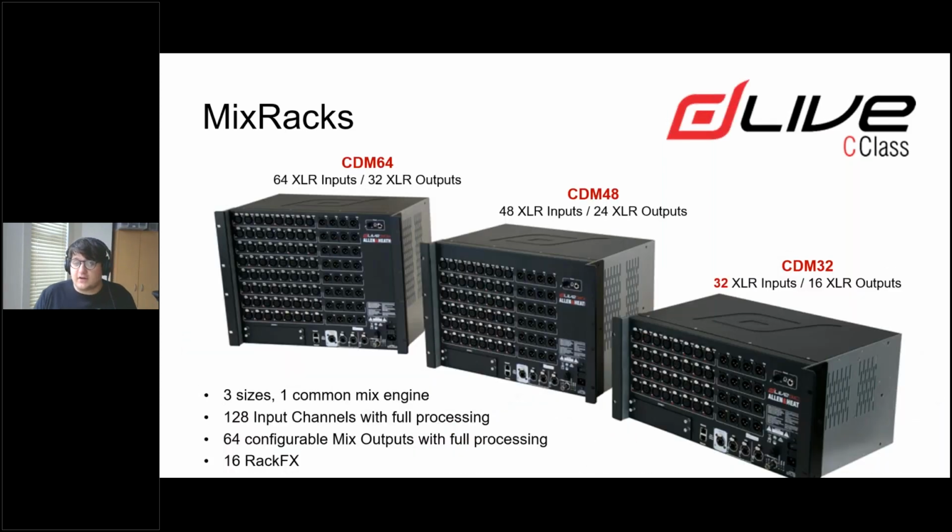The C-Class mix racks do not offer redundant networking, but still have one networking I/O port for something like Dante or MIDI, and have exactly the same sort of breakdown of inputs and outputs. So again, just like S-Class, all of the C-Class mix racks can still process 128 channels of audio, still have 64 mix outputs, and still have 16 rack effects. So they have exactly the same processing, but just slightly different and tweaked I/O options.